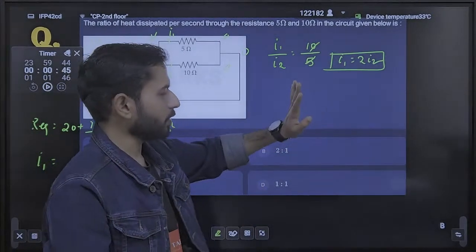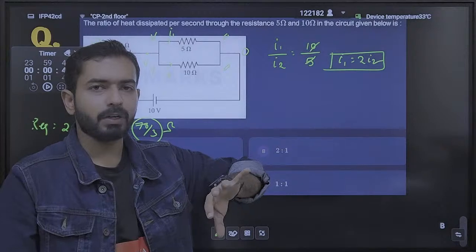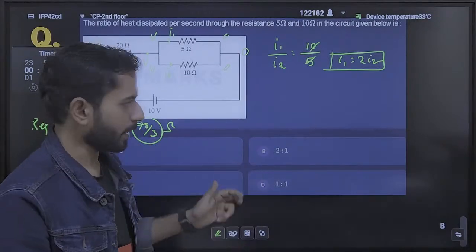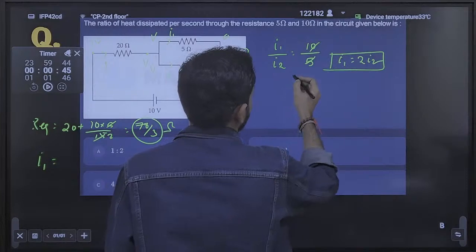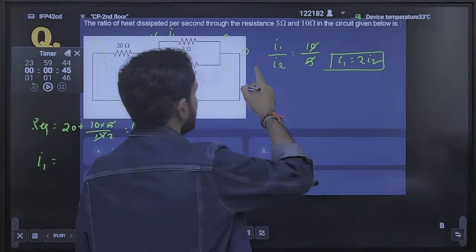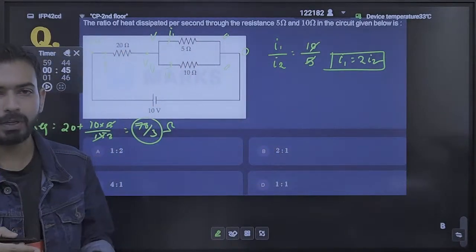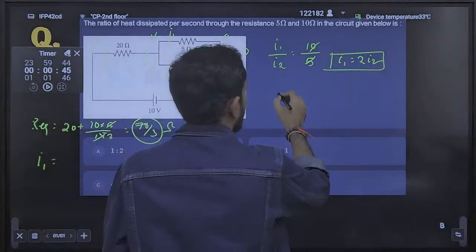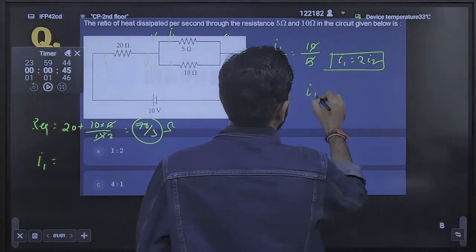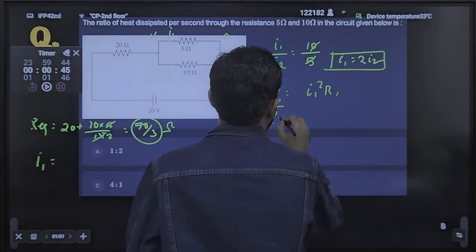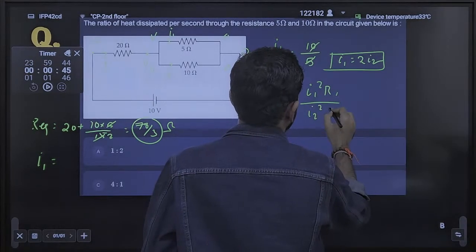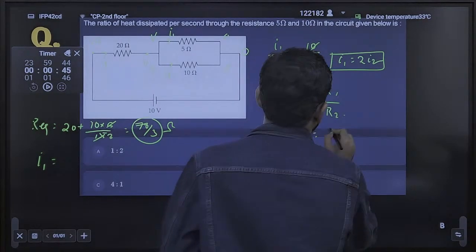So better follow this ratio. It is distributed by the inverse law. We also say that current is distributed in inverse ratio. So we have to take the ratio of heat energy dissipated per second. That means the rate of energy flowing per second is called power. Power is equal to I square R1, and this is P1 divided by P2, that is equal to I2 square R2.